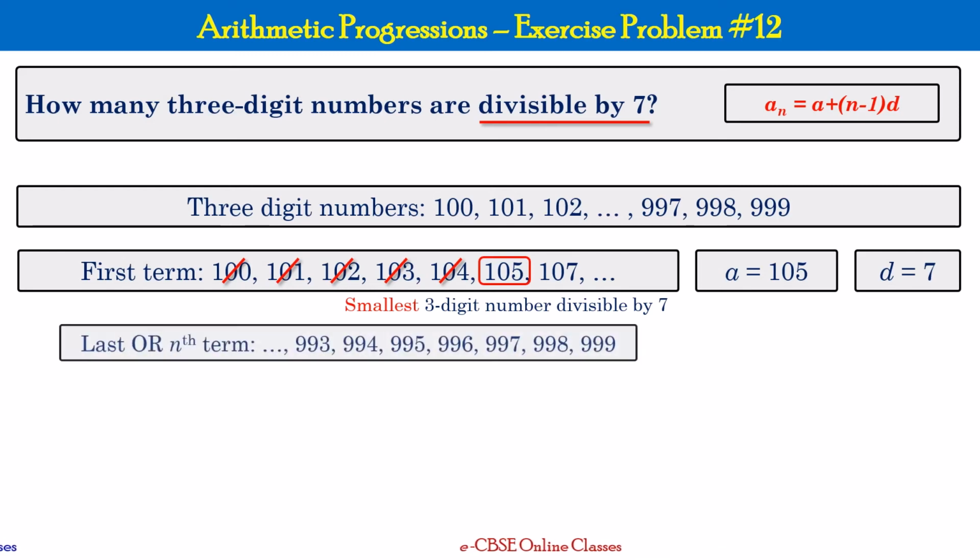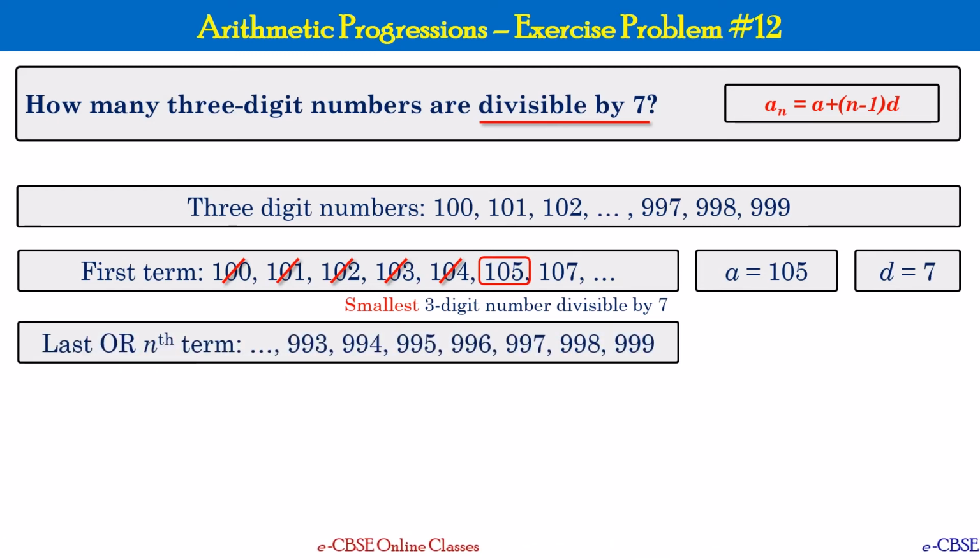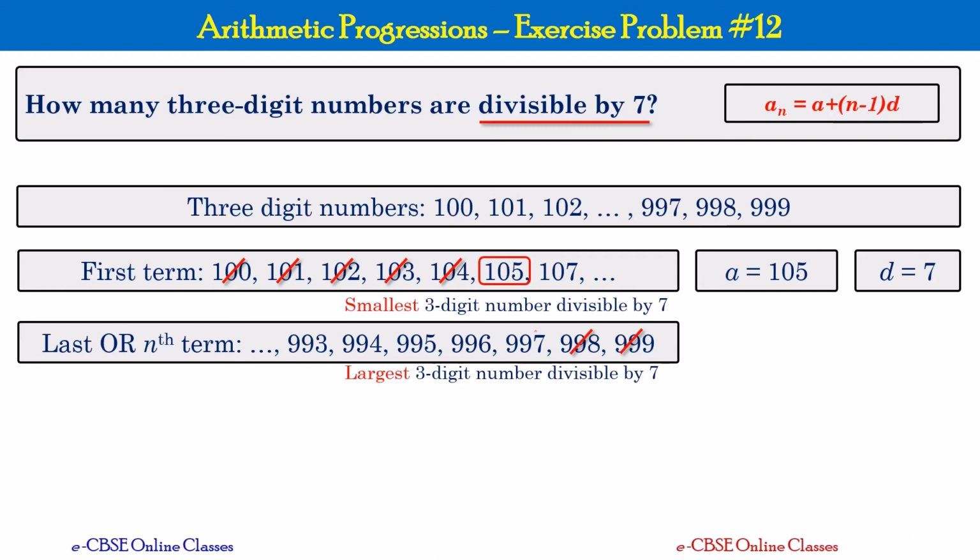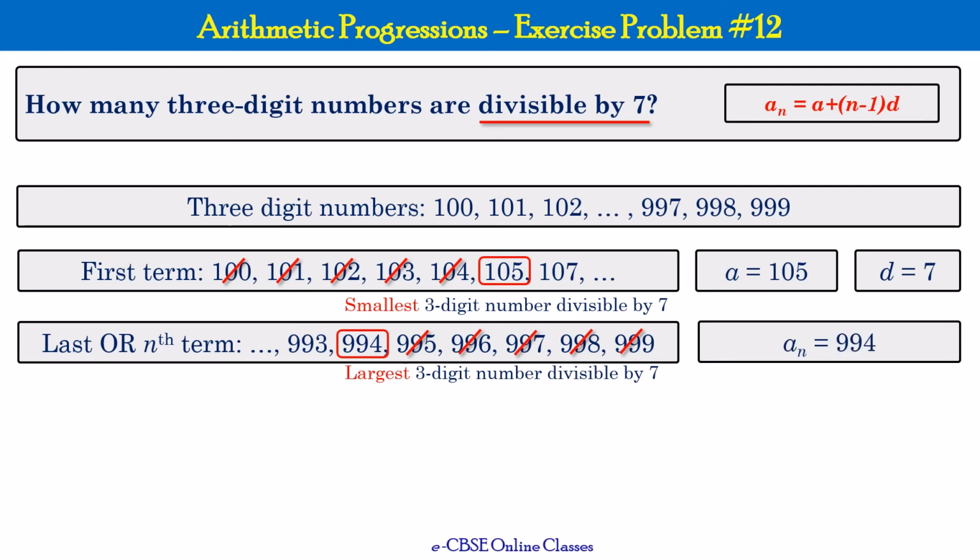And what about the last term or nth term here? So let's take the highest 3-digit numbers. Let us take 9s here. So our last term would be the largest 3-digit number which is divisible by 7. 999 is not a multiple of 7. 998 is also not. 997 is also not divisible by 7. Same is the case with 996 and 995. So 994 is divisible by 7. So that becomes our last term or nth term. So let us call that an. An equal to 994. So we have 3 terms out of the 4 terms in the above expression.